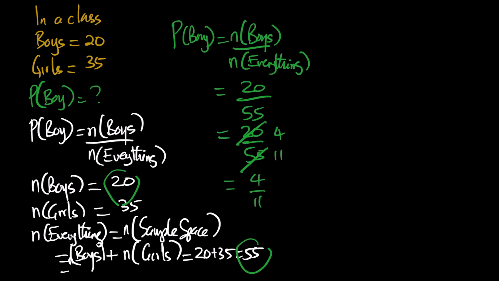It's not up to 1 because it's a fraction. And that satisfies the condition that the probability of any event lies between 0 and 1.